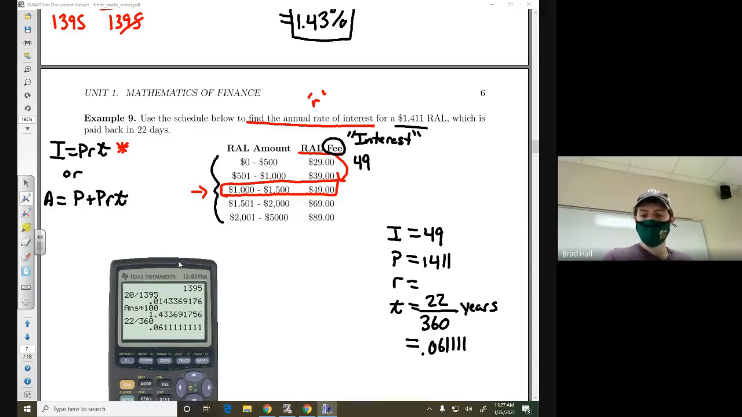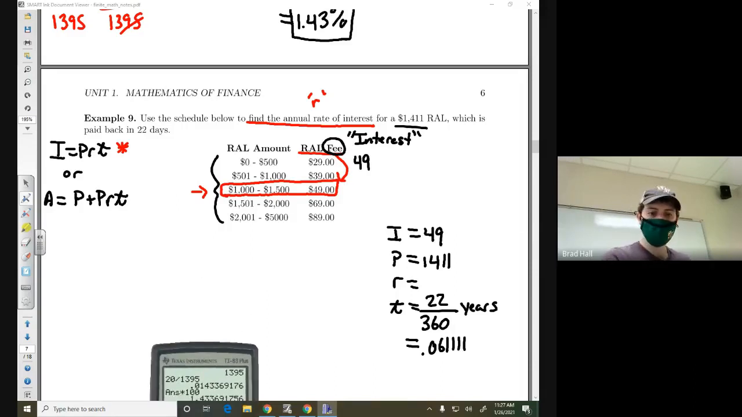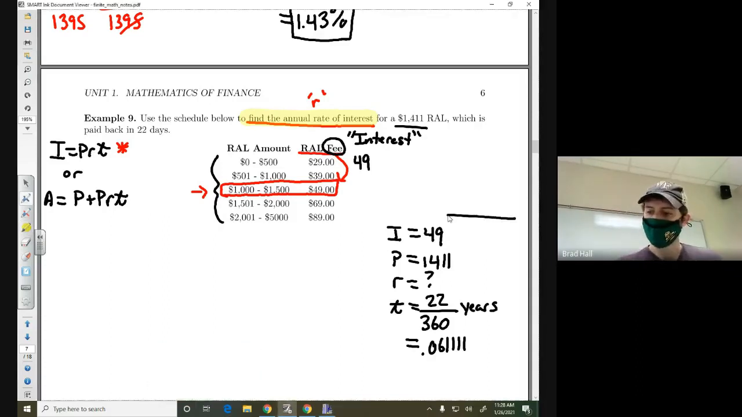All right, keep that off to the side for now. But the R is unknown. And that makes sense because it does say, find the annual rate of interest. The rate of interest is just the rate. Everything else is just excess wording. So these are our given values.